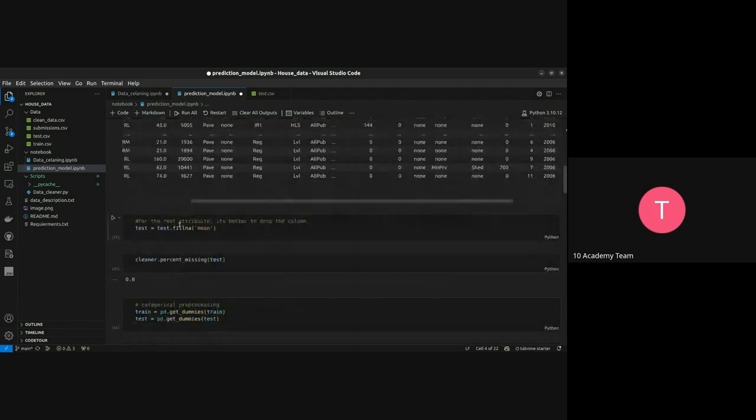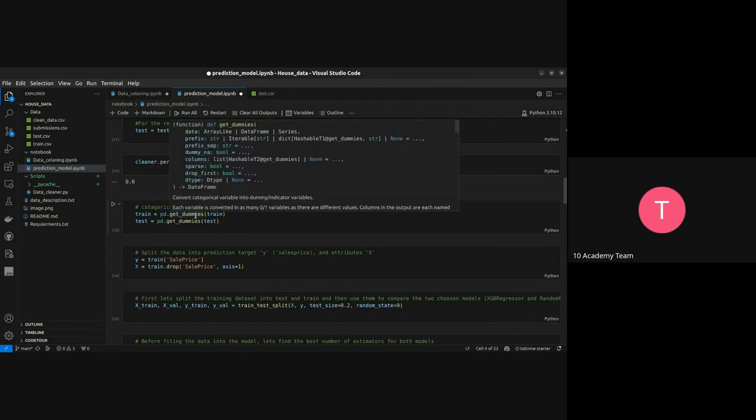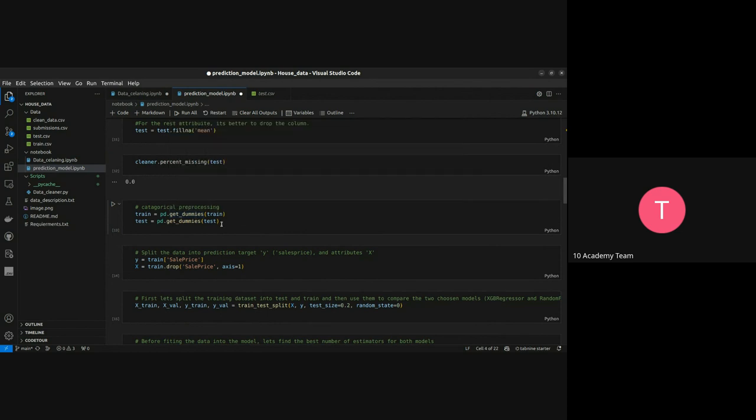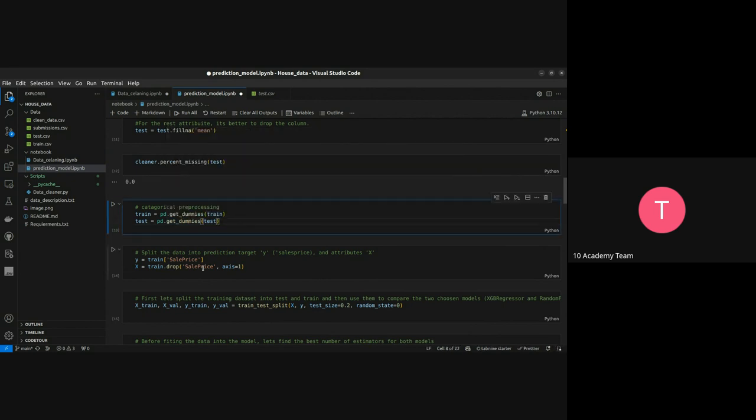So yeah, that's what I did. So this one, get dummies, is just a function in the pandas package, and it's used to change the categorical values into numerical values. You might also use a one-hot encoder and label encoders. They're also similar, but for a different use case. So get dummies is just one of these methods that you can use.